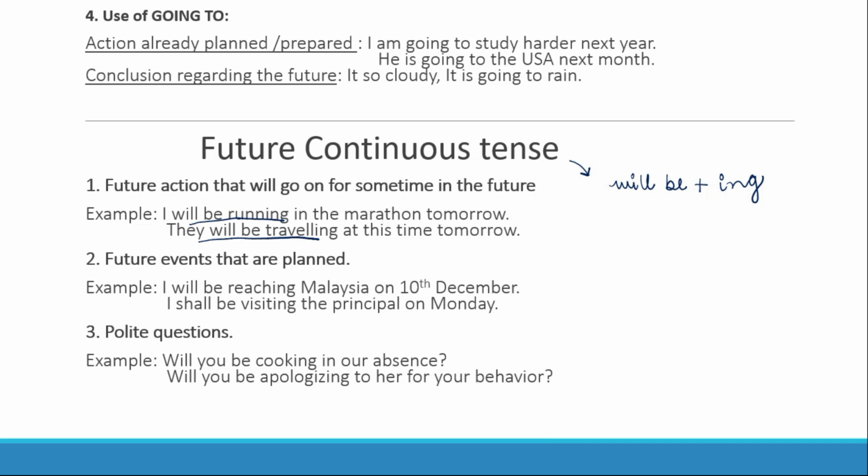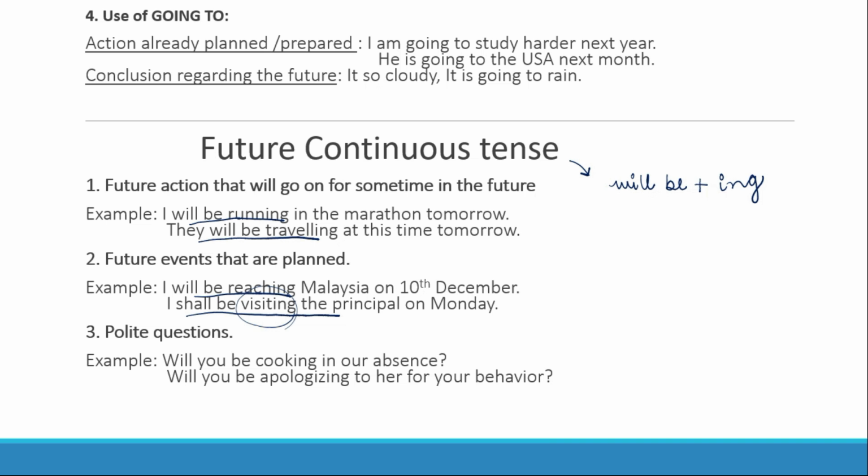If a future event is planned and that event is an action, then we will use future continuous. I will be reaching Malaysia on 10th December. So you will be reaching there. It's an action. That is why you're using future continuous tense. I shall be visiting the principal on Monday. So you will be visiting the principal.